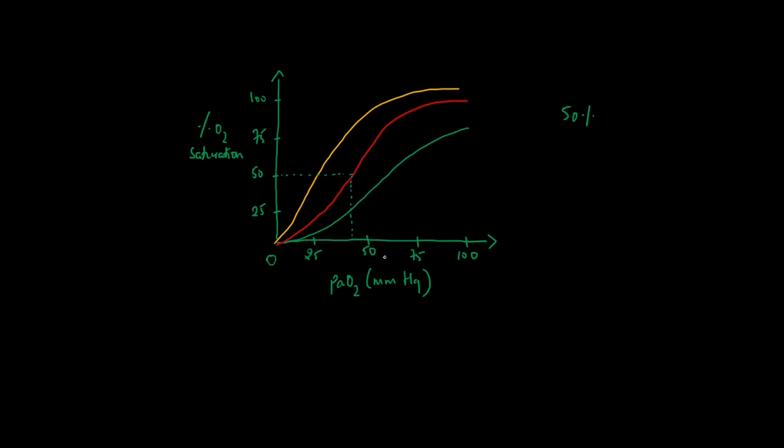So we have the partial pressure of oxygen in the blood on the x-axis in millimeters of mercury, and we have the percentage saturation on the y-axis ranging from 0 to 100%. So let's say that the red line is the normal adult hemoglobin, and you will see it has a sigmoid shape, and the reason for this, as opposed to it being linear, is because of the concept of cooperative binding, which we looked at on the first slide.